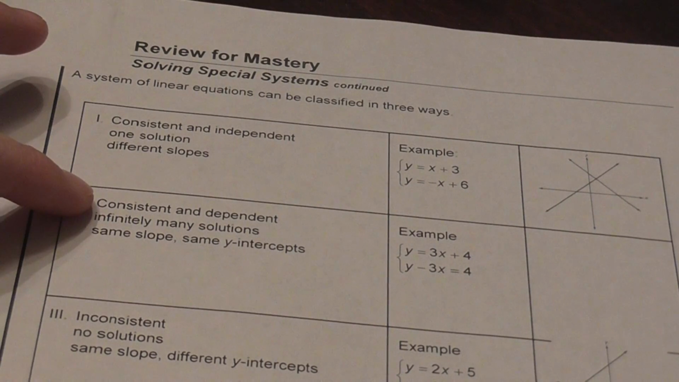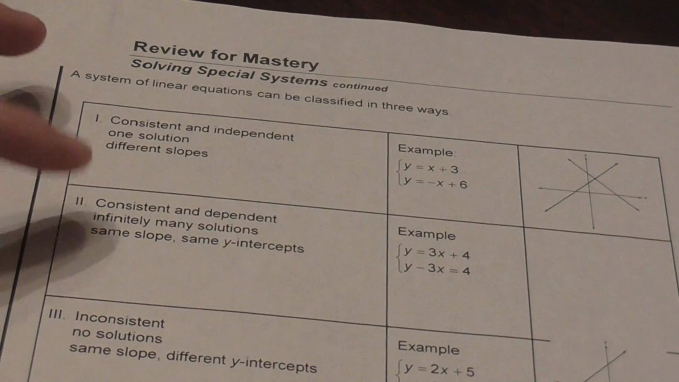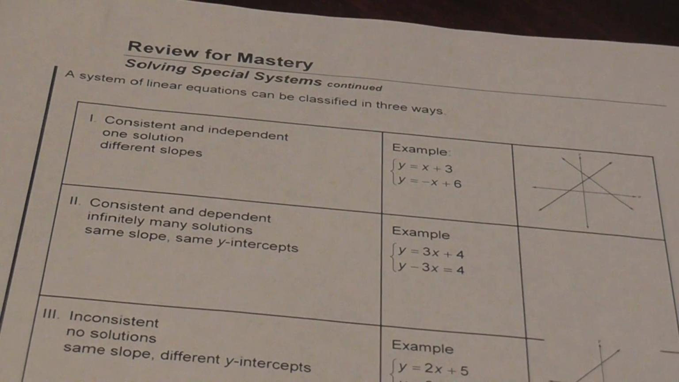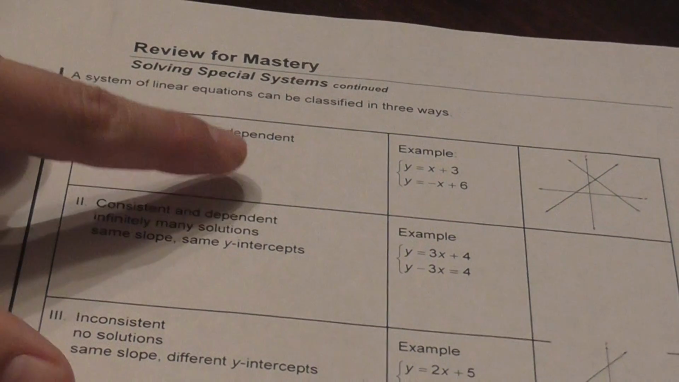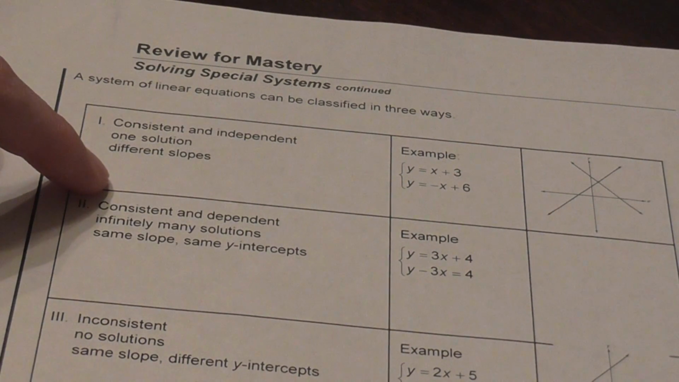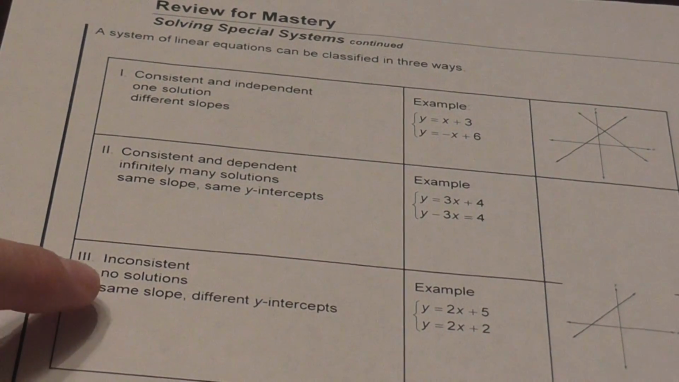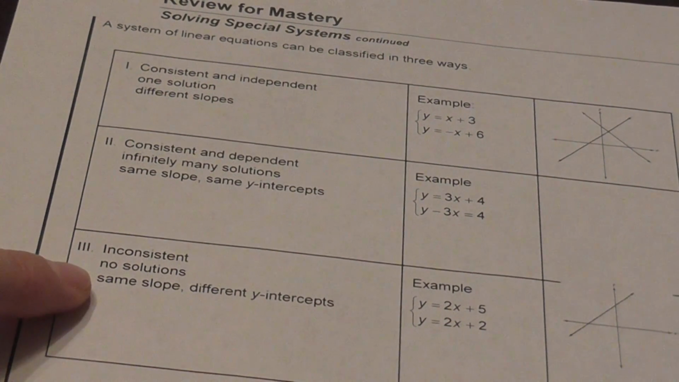Consistent and dependent means infinitely many solutions. So that means they are consistent in that they move in the same direction. They have the exact same slope, the exact same y-intercepts. So when it's consistent and dependent, the lines depend on each other. They're the exact same line. And then inconsistent, no solution, means they're going to have the same slope but different y-intercepts.